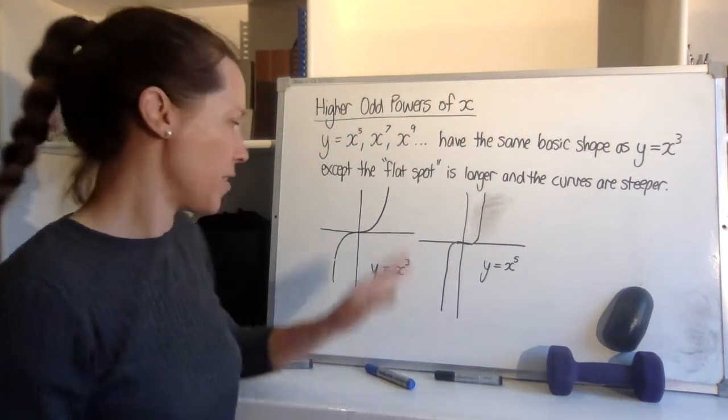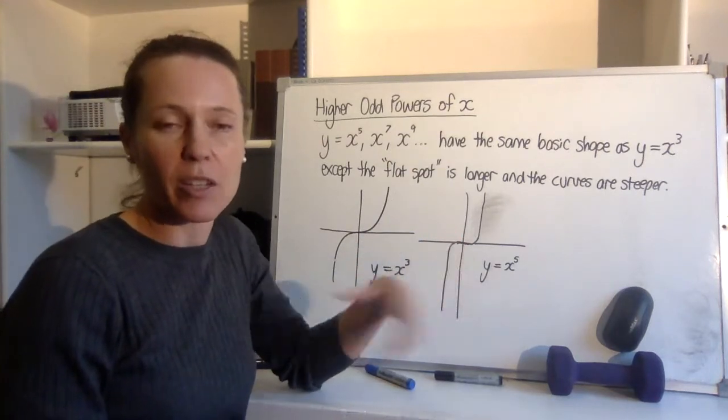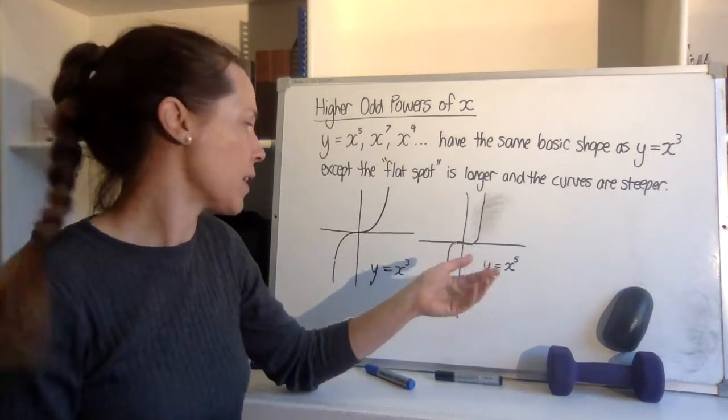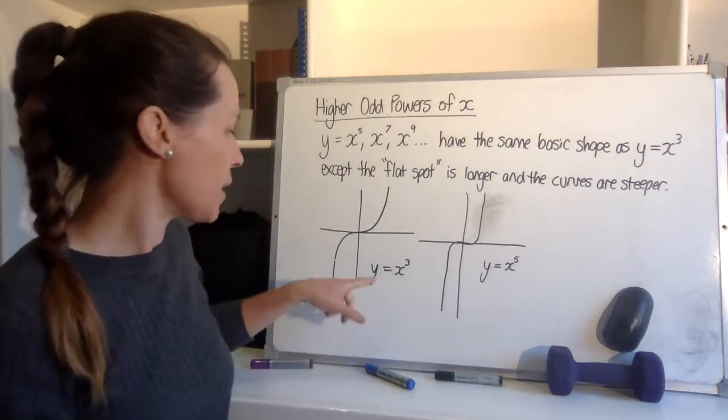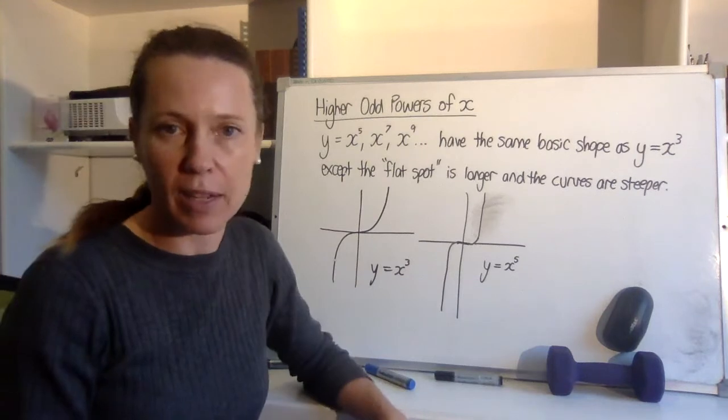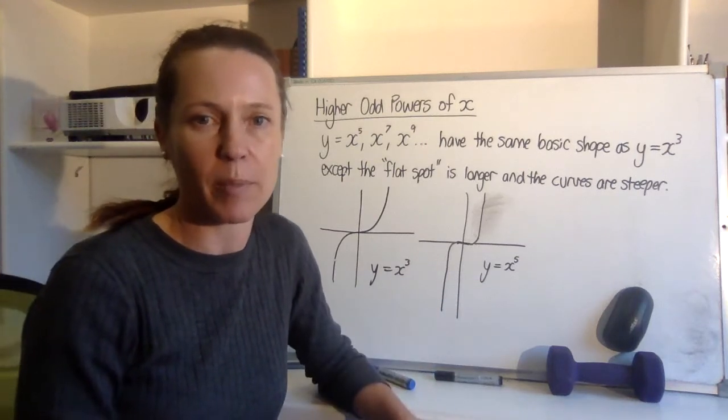Slight disclaimer now, neither of these are drawn perfectly to scale. So if you want to look at how steep these curves are or how big the flat spots are, go on to desmos.com and just type in y equals x cubed, y equals x to the 5, 7, 9, and have a look at the shapes of those curves.